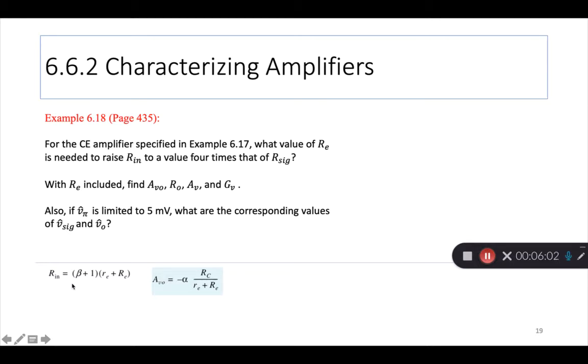increase in resistance. Also, this part is interesting. Now if you want to limit the input voltage V pi to 5 millivolts, what are the corresponding values of V signal, right? Previously we got the V signal to be 15 millivolts, or roughly that. Now you'll find the V signal to be roughly 50 millivolts. So you can see how much it has increased.